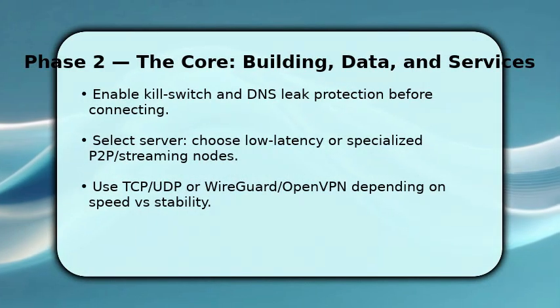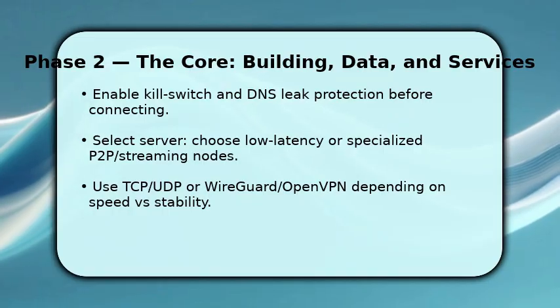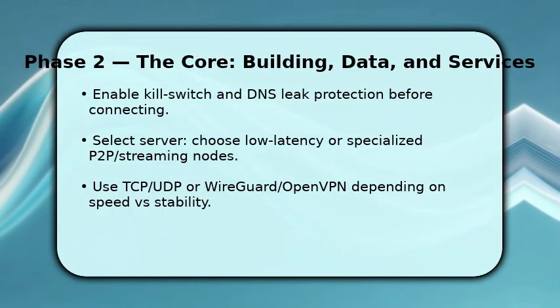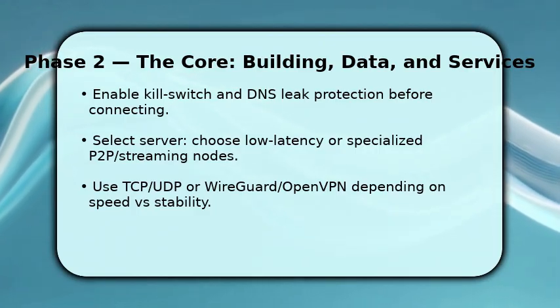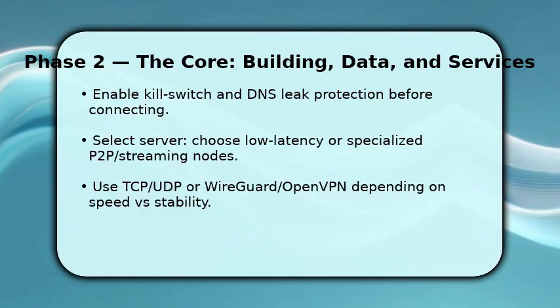You now configure connection settings for reliability and speed. First, enable the kill switch and DNS leak protection so traffic stops if the VPN drops. This preserves your chosen location. Then select a server in the target city. Prefer low ping nodes for speed or specialized servers for streaming or P2P.